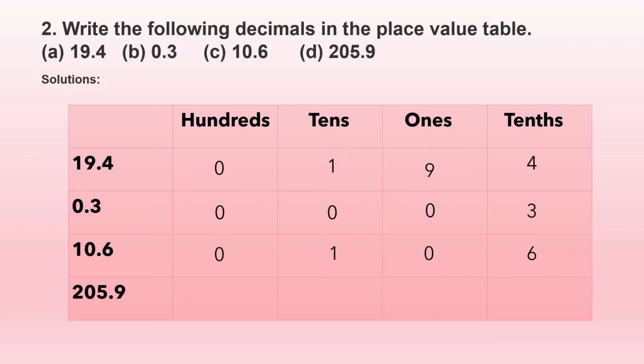Last question. 0.9. 0.9 means 9 by 10. 9 tenth. So 9 tenth, 5, 0.